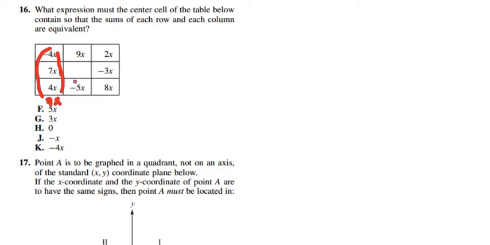And then when we add this middle column, we need to get the same thing. 9x minus 4x, minus 5x is 4x. And then in order to get 7x, we would need to have 3x here, because 4x plus 3x is 7x. And these two need to be the same. So the answer here is going to be G, 3x.